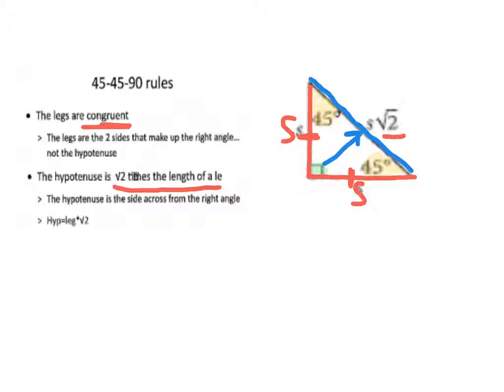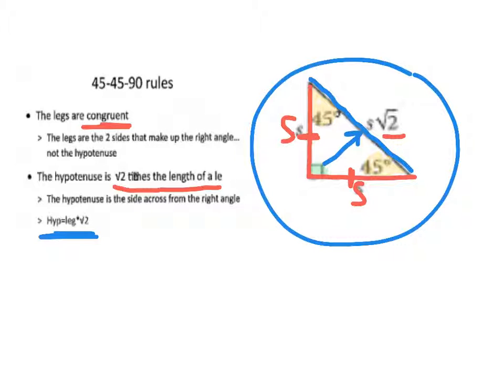So you'll often see me write it like this. Hypotenuse equals legs times square root of 2. The SAT gives you this formula, and it's given to you exactly like this picture.